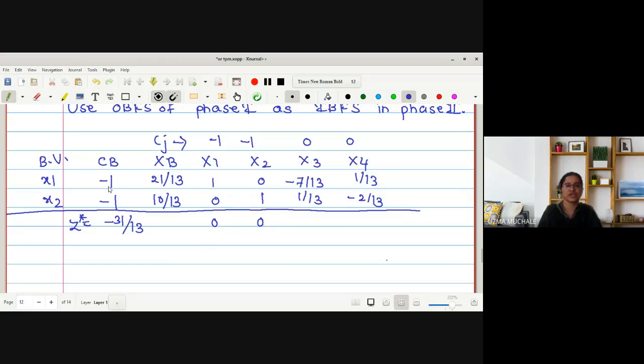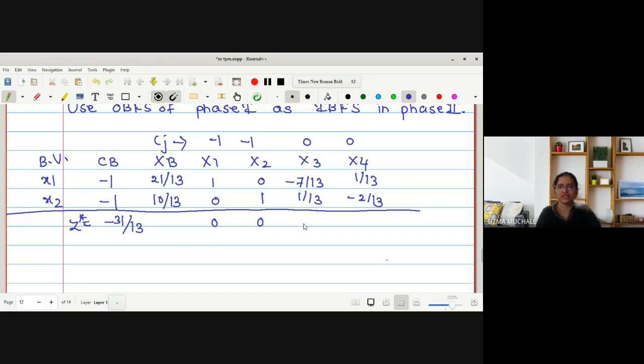If you want to check, let us check CBX1 minus C1. Minus 1 into plus 1, it is minus 1, minus 1, 0, 0. Minus of minus 1, it will be plus 1. Minus 1 plus 1, 0. Same for x2. Let me calculate for x3 and x4.